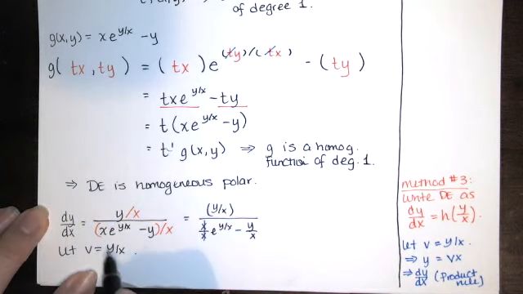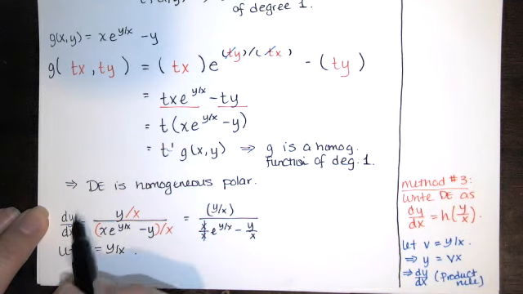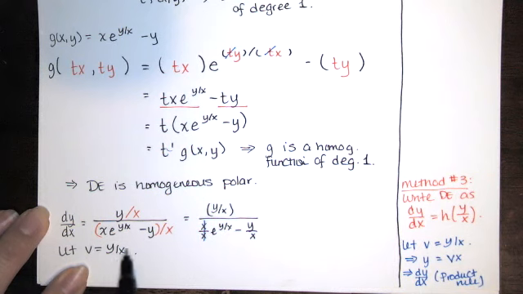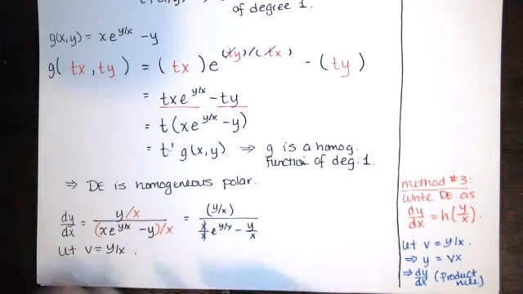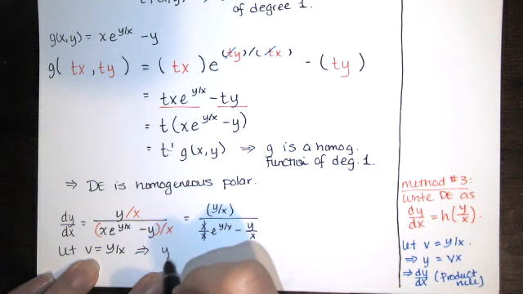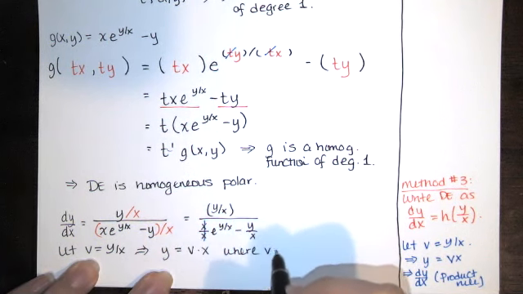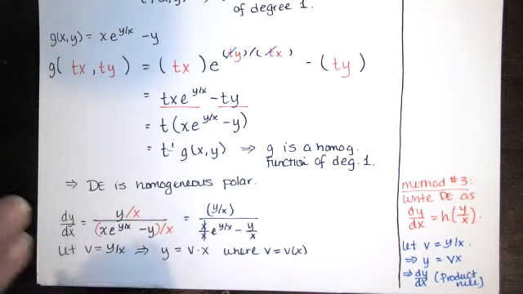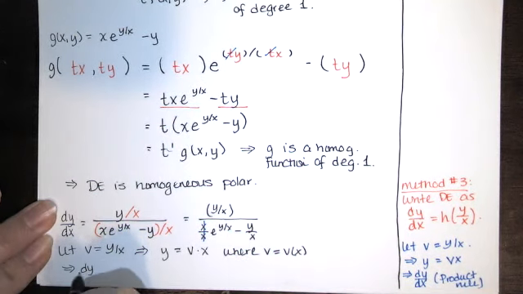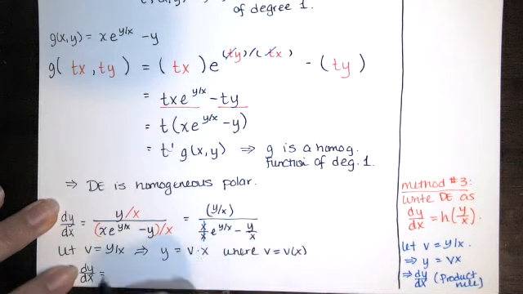So y is a function of x, and of course we have x here. Because of this dy/dx, that means y is a function of x. So if I've got a function of x divided by x, that means v is a function of x. So that means that y is equal to v times x, where v is a function of x. And by the product rule, dy/dx is the derivative of the first times the second plus the derivative of the second times the first.